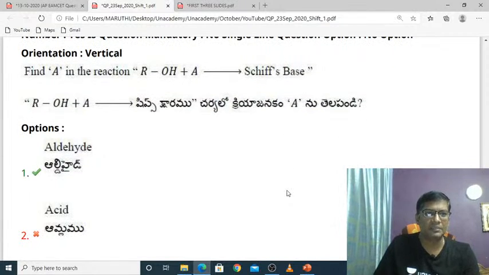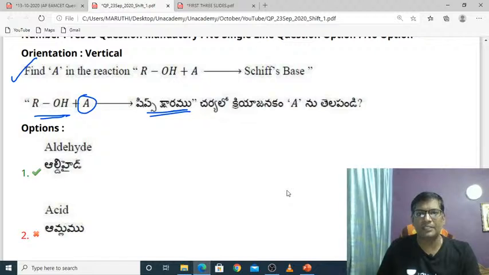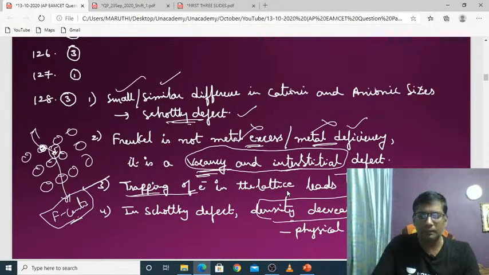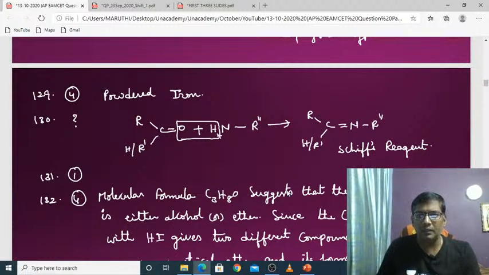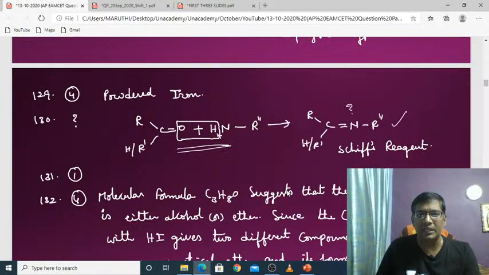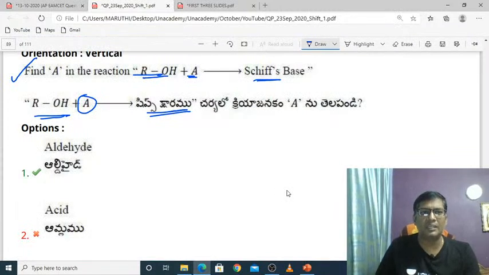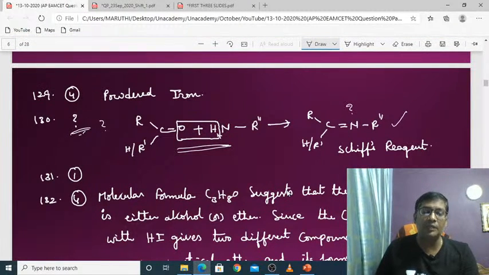Yes, coming to the next one. It is 130. Alcohol reacts with A to form the Schiff's reagent. But I think it is not the correct one. Schiff's reagent means this: RCH=NR'. It is called a Schiff's reagent. But this Schiff's reagent will be produced only by the combination of either aldehyde and amine or ketone and amine. But they have given alcohol. I think there is a mistake in the question. Okay, so anyway, it is an add-score question if there is a mistake.